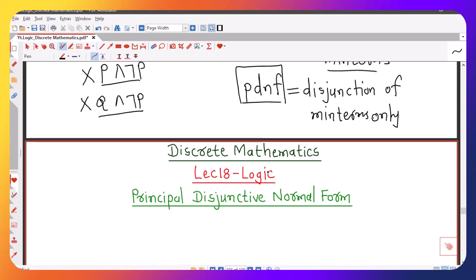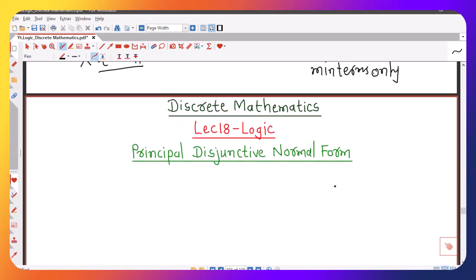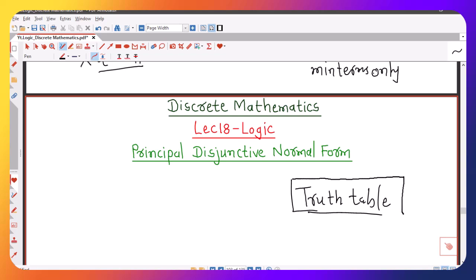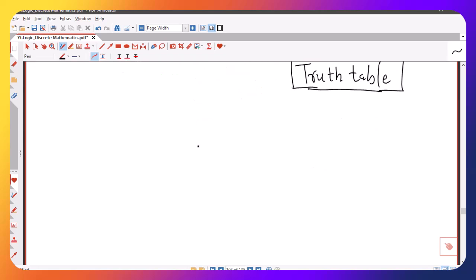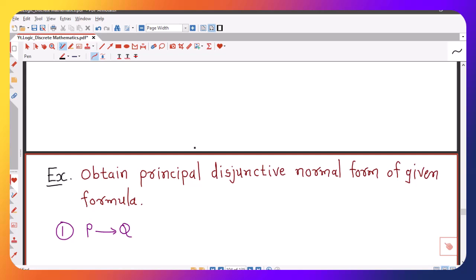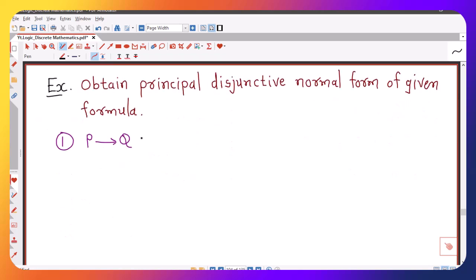So there are two methods for finding principal disjunctive normal form. First one is using truth table and another is using basic logical equivalences. And in this lecture we are going to discuss the method using truth table. So we understand the method with the help of this example. Suppose we want to find out principal disjunctive normal form of this statement formula.